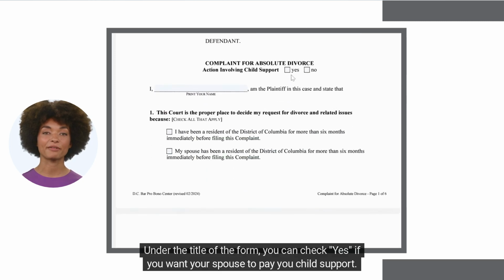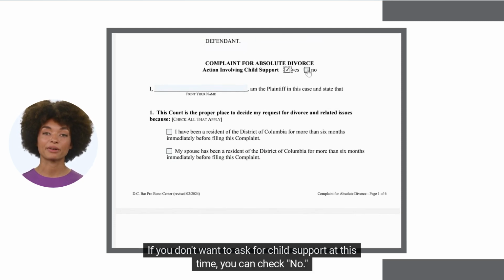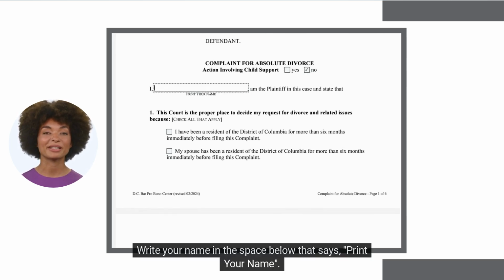Under the title of the form, you can check yes if you want your spouse to pay you child support. If you don't want to ask for child support at this time, you can check no. Write your name in the space below that says Print your name.